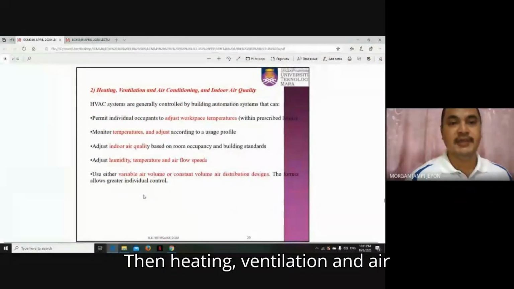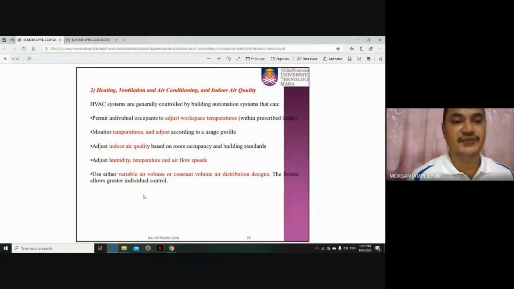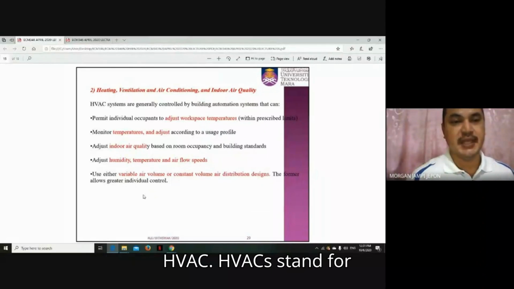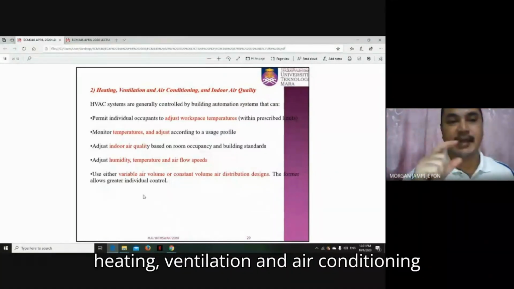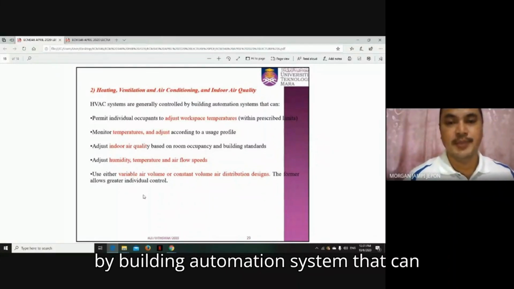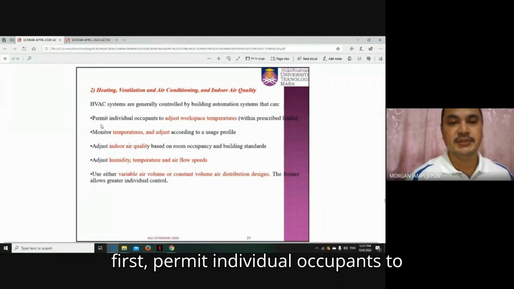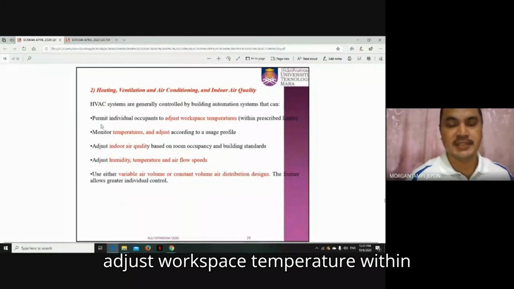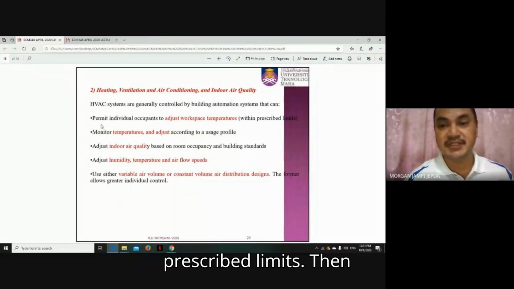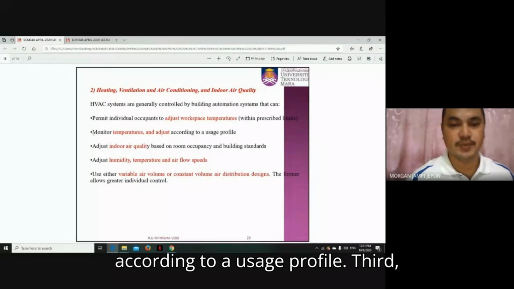Then heating, ventilation, and air conditioning and indoor air quality, or HVAC. HVAC stands for heating, ventilation, and air conditioning system, are generally controlled by building automation system that can first permit individual occupants to adjust workspace temperature within prescribed limits. Okay. Then second, monitor temperature and adjust according to a usage profile.